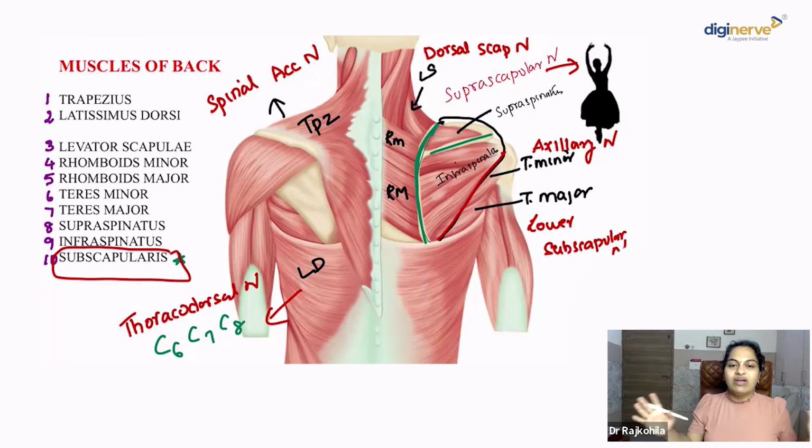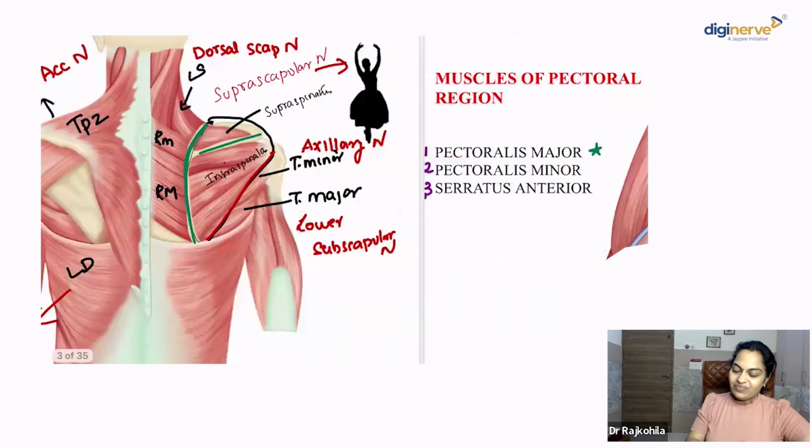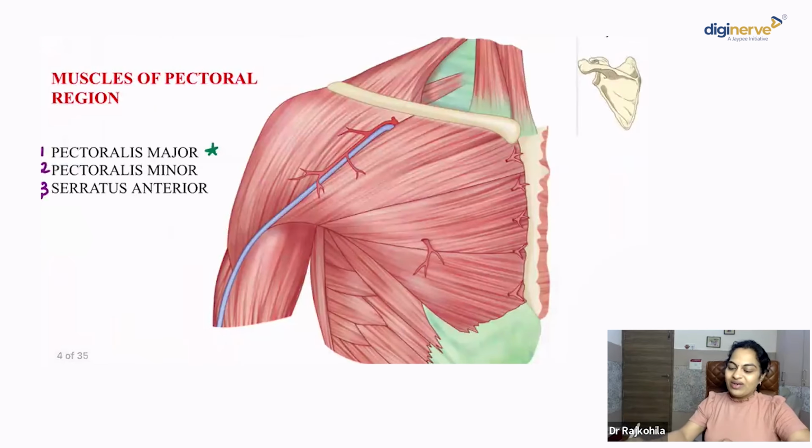So okay with the muscles over the back region, the trapezius, latissimus dorsi, and the scapular muscles with their nerve supply, right? Coming to the muscles of the pectoral region, very easy. Recently, the previous year, we had a question, a cadaveric image over pectoralis minor, right?